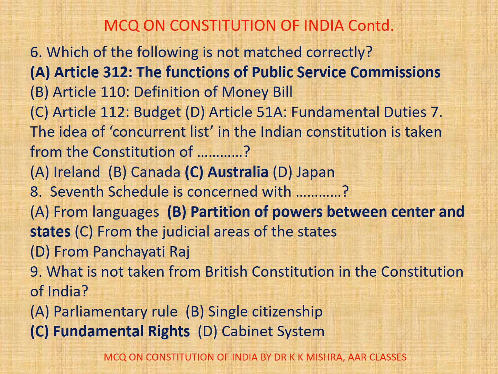Now question number 7. The idea of concurrent list in the Indian constitution is taken from the constitution of dash. A. Ireland, B. Canada, C. Australia, D. Japan. Correct option is C. Australia.